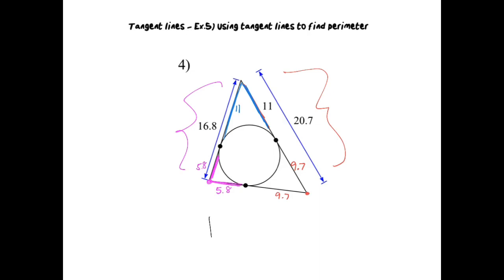So now I can find my perimeter by adding all that up. 11, 11, 9.7, 9.7, 5.8, and 5.8. And let's see what I get. And I get 53 units.